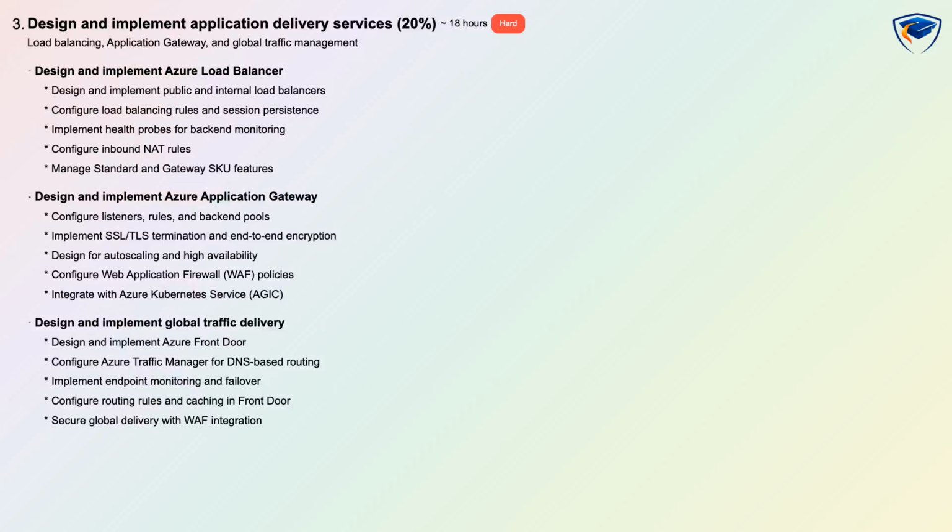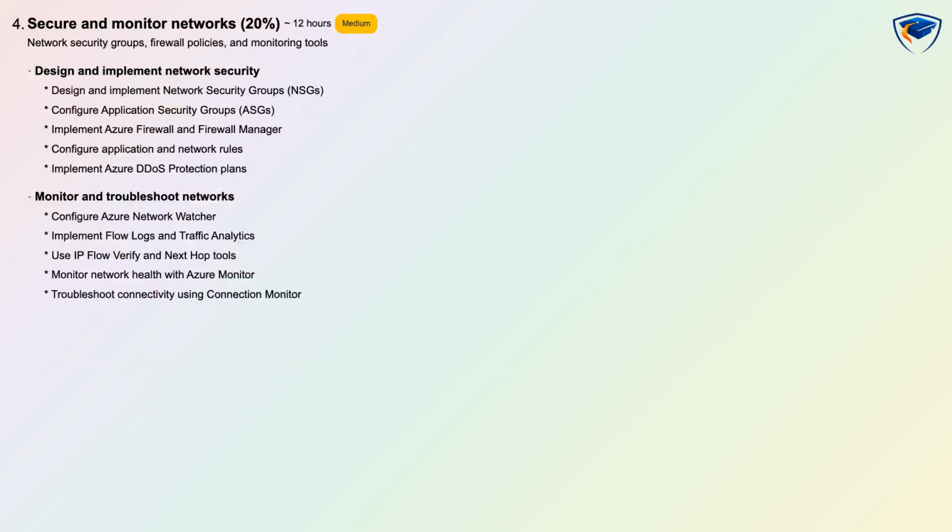The second domain, Design, Implement, and Manage Connectivity Services, focuses on site-to-site connectivity, express route, and virtual WAN integration. This domain has a high difficulty level and requires around 20 hours of learning time. You'll learn about designing and implementing site-to-site and point-to-site VPNs, configuring high availability for VPN gateways, and managing VPN gateway SKUs and performance.